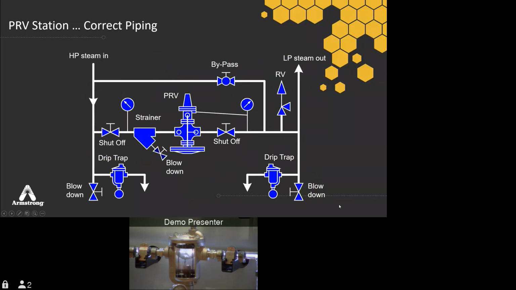The purpose of the valve upstream and downstream is so you can service that PRV if it's having trouble and your equipment downstream needs to be up and running. You can isolate that PRV, open the bypass valve up above, and hand regulate so you can stay in operation while that valve is serviced.